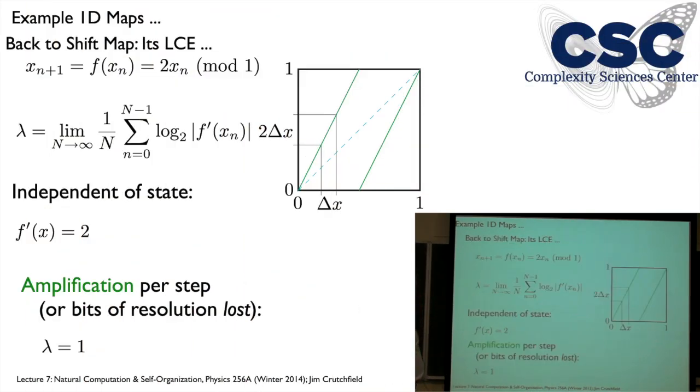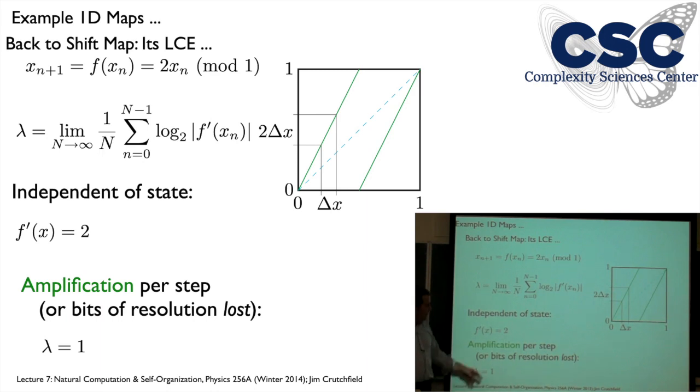Okay. Let's do a couple examples. Hopefully you can almost anticipate what's going to happen here for the shift map, right? Everywhere, our little delta 0, our little variation is going to be multiplied by 2, independent of where we are. So that's easy. It means that this argument doesn't depend on x, and in fact, it's just a constant. So we end up with f prime everywhere is 2. Plug in 2 with log base 2 of 2, well, that's just 1, and we end up with the shift map having a Lyapunov exponent of 1.